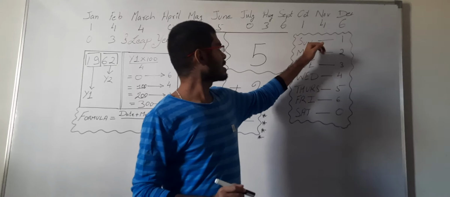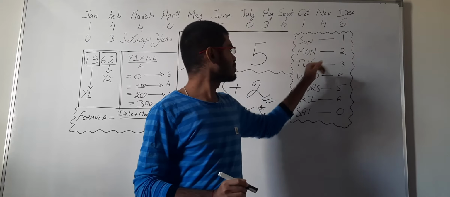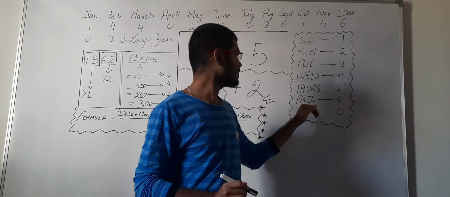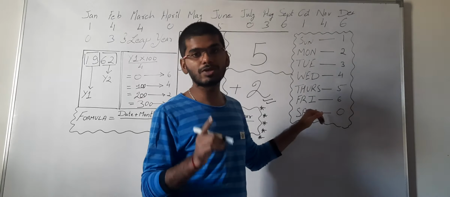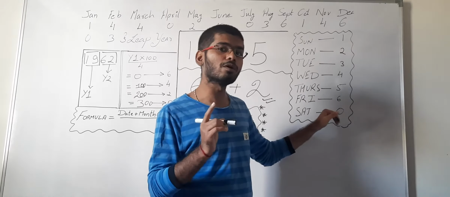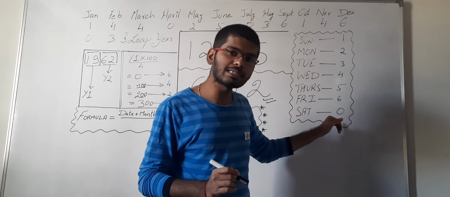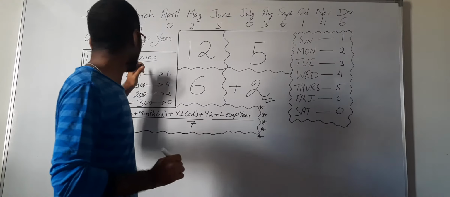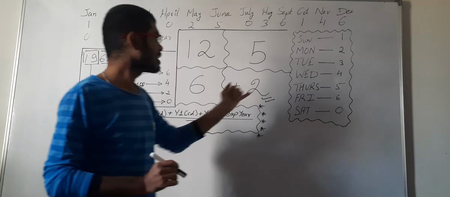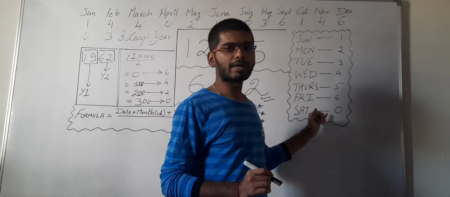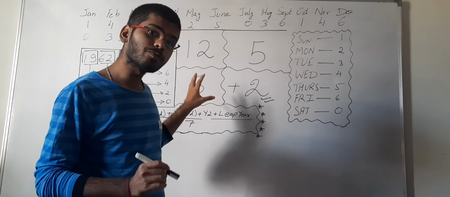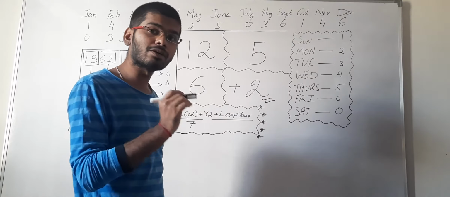When we start at Sunday, the code for Sunday is 1, Monday 2, Tuesday 3, Wednesday 4, Thursday 5, Friday 6, and Saturday, remember guys, we don't have a code of 7, we have a code of 0. What are these codes? Again, these are the remainders. See guys, here we focused on remainders. So in this entire concept, we are more focused on remainders than on quotient.